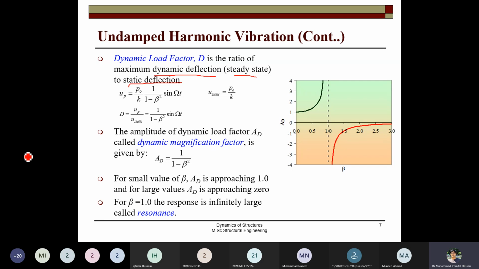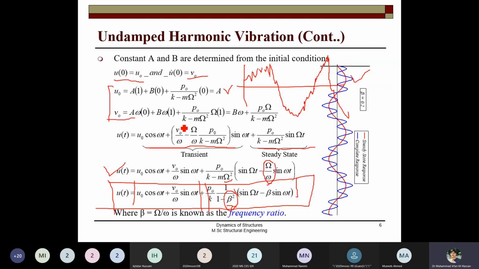So what is the value of the particular solution, की क्या थी value response की? You can take that value. This is equal to P naught over K into 1 over 1 minus beta square, ये है इसका, into sin of omega t, जो particular solution की थी.